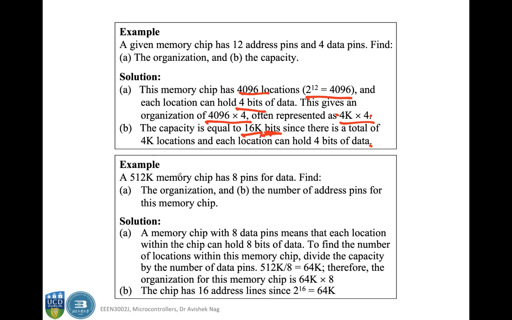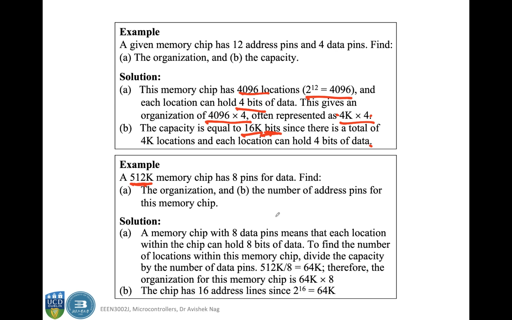A 512k memory chip has 8 pins for data. Find the organization and the number of address pins for this memory chip. So 512k is the total capacity, which is given.